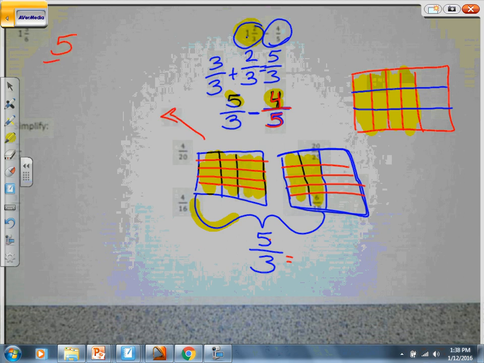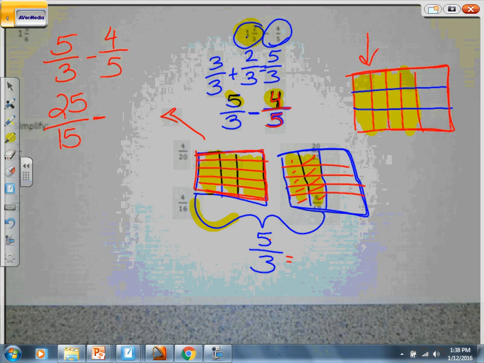So I originally have 5/3 minus 4/5. Well, now if I look at my blue units, I have 15 in a whole. There's 15 in this whole. And out of the 15, I have 15, 16, 17, 18, 19, 20, 21, 22, 23, 24, 25. So I have 25 15ths minus, and if we look over here, we count 1, 2, 3, 4, 5, 6, 7, 8, 9, 10, 11, 12 15ths.